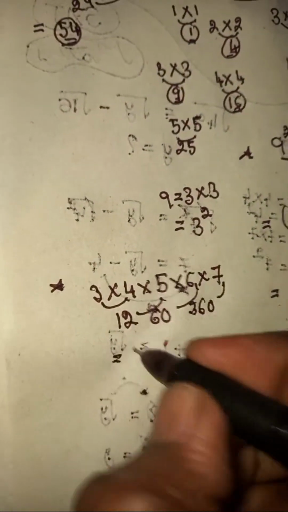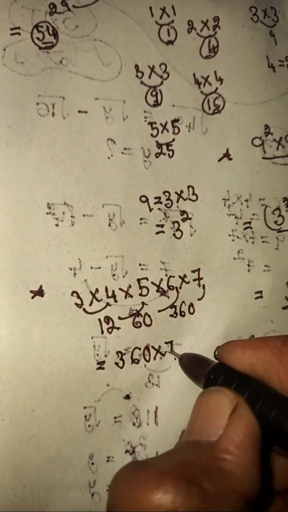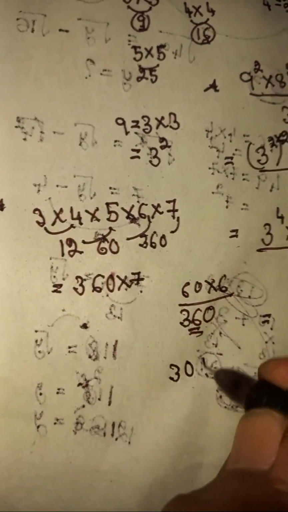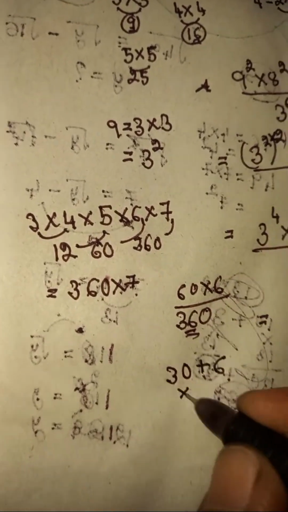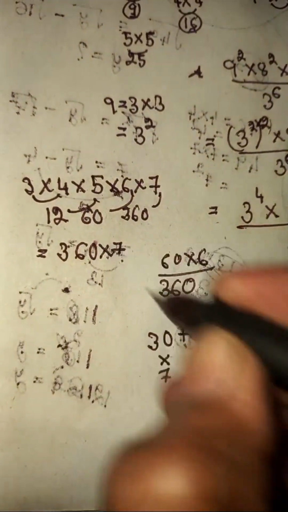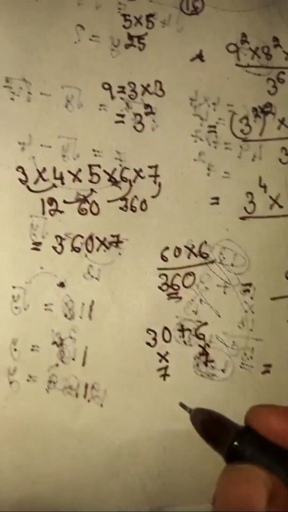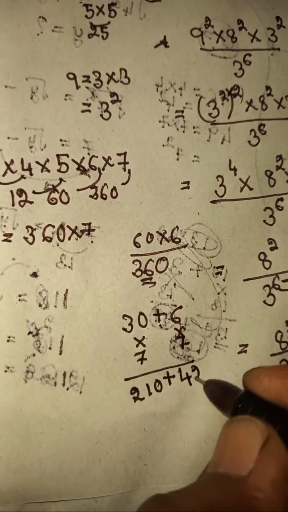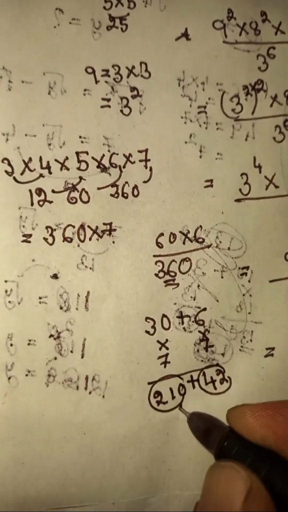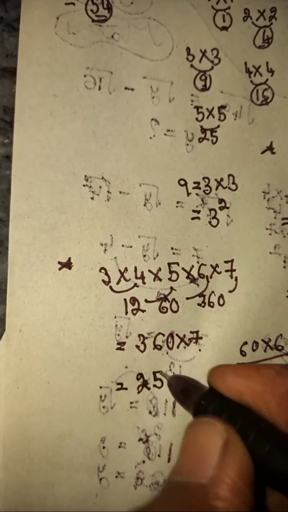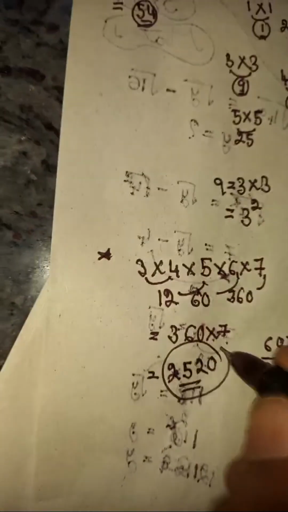360 times 7. Here also you can multiply simply. Multiply 36 times 7. You can split and write 30 plus 6. Multiply 7 to both of them. This method is very useful because the more you practice, you can do it in your brain itself. 30 times 7 is 210. 6 times 7 is 42. 42 plus 210 is 252. So this completely is 252. The 0 comes with it. Let's take more problems like this.